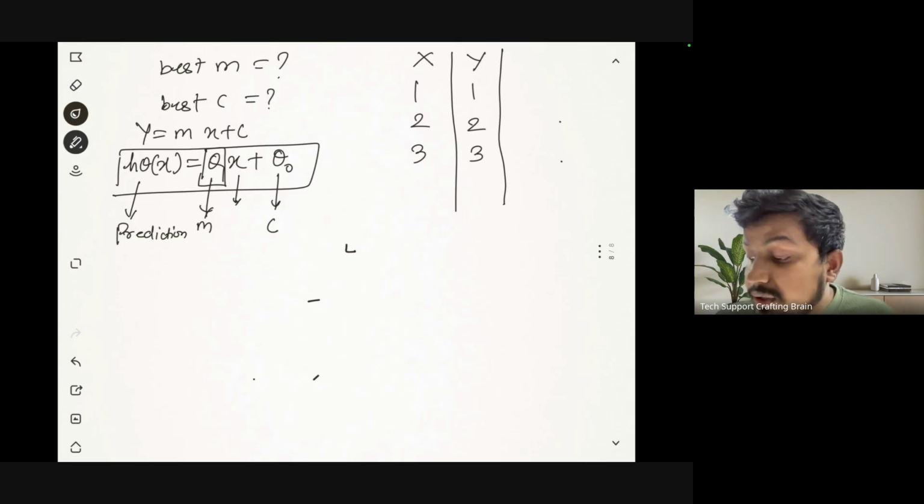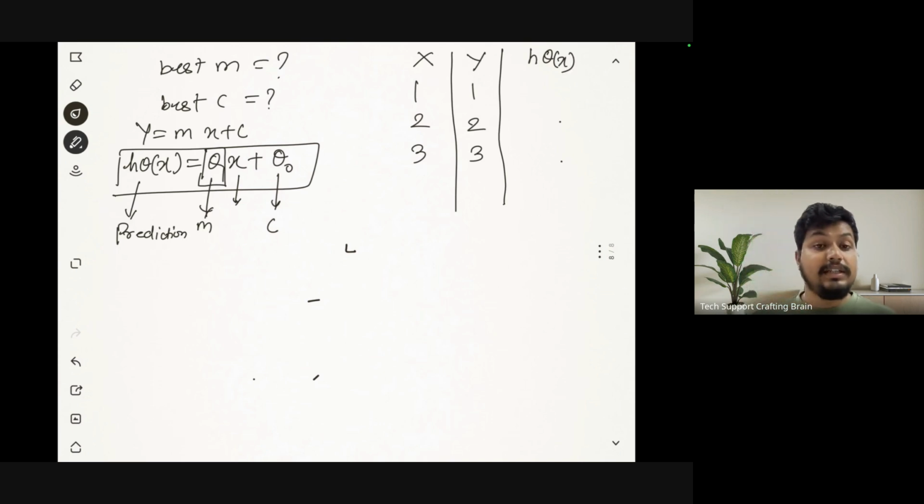So here we are going to use our h of theta x, and nothing is changed in it, guys. Theta 1 is m, theta naught is c. I'm just creating a new variable, and I'm going to call it h of theta x. h of theta x means your prediction value, your predicted data, nothing more.